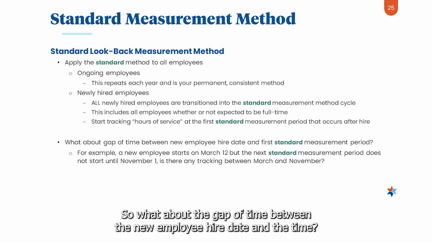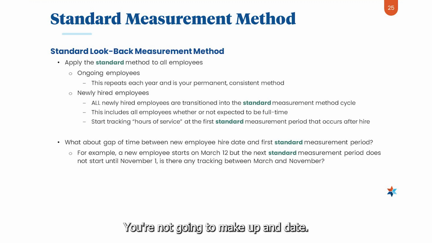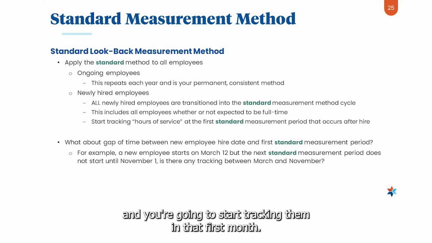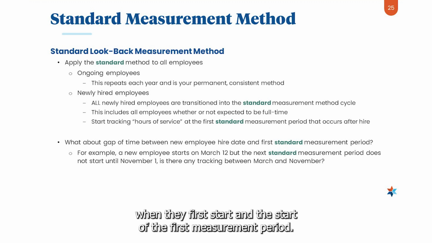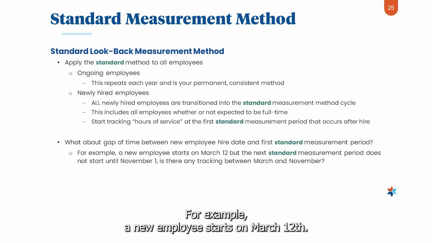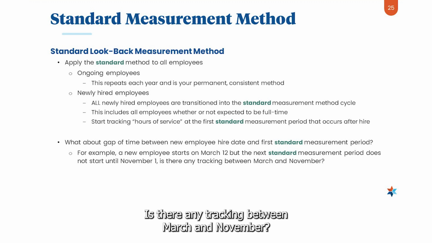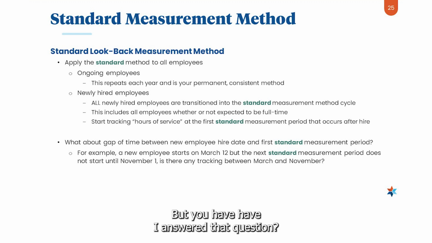So what about the gap of time between the new employee hire date and the time the first standard measurement period starts? Again, you're not going to make up a date. Your standard happens the same month every year, and you're going to start tracking them in that first month. But there is a gap a lot of times, almost every time, between when they first start and the start of the first standard measurement period. For example, a new employee starts on March 12th, but the next standard measurement period does not start until November 1st. Is there any tracking between March and November? We're going to answer that question.